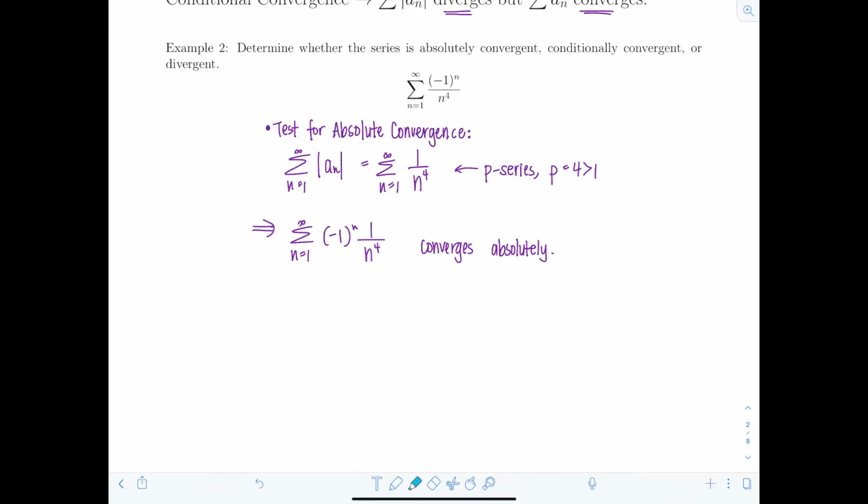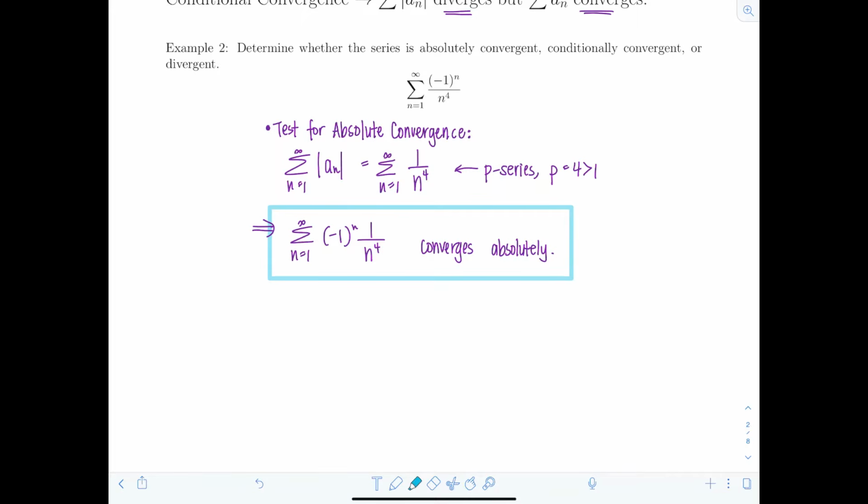All right, and then I'm done. So you don't want to waste your time testing for conditional convergence using AST, it passes, because then you're still going to have to test for absolute convergence afterwards. So go for absolute convergence first, because if it passes, then basically you've completed the problem. Okay?